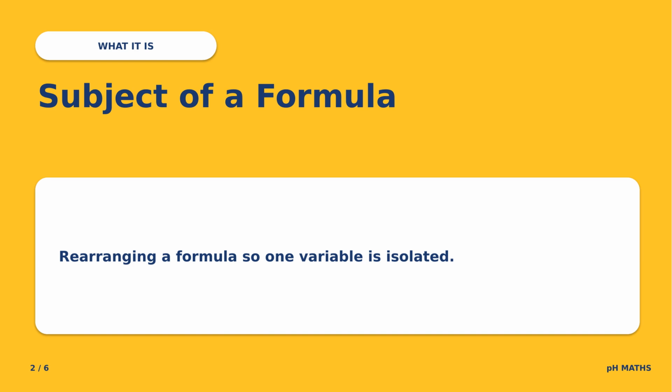Definition. Changing the subject means rearranging a formula so that one specific variable is isolated on one side. So if you start with y equals 3x plus 5 and you want x as the subject, you'd rearrange to get x equals y minus 5, all over 3. Same equation, different layout.